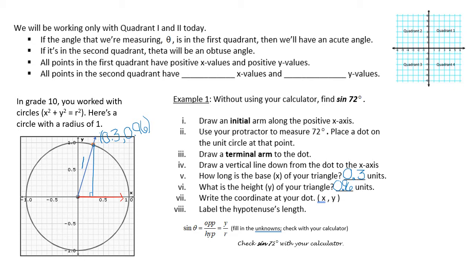So let's go back to talking about what sine is. Back up to the original question. I said we were going to figure out what sine of 72 means without a calculator. So sine, we know, is opposite over hypotenuse. And in this case, here's my angle right here. Let me just draw that in there. The angle that I created is the one we measured, remember, from the previous screen. This is our theta here. This is the angle that we created when we measure from the initial arm to the terminal arm. That measure is called theta.